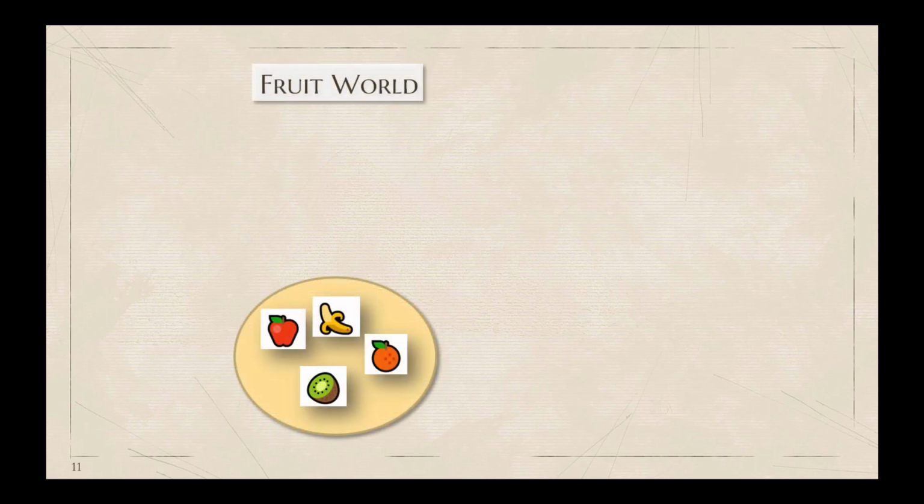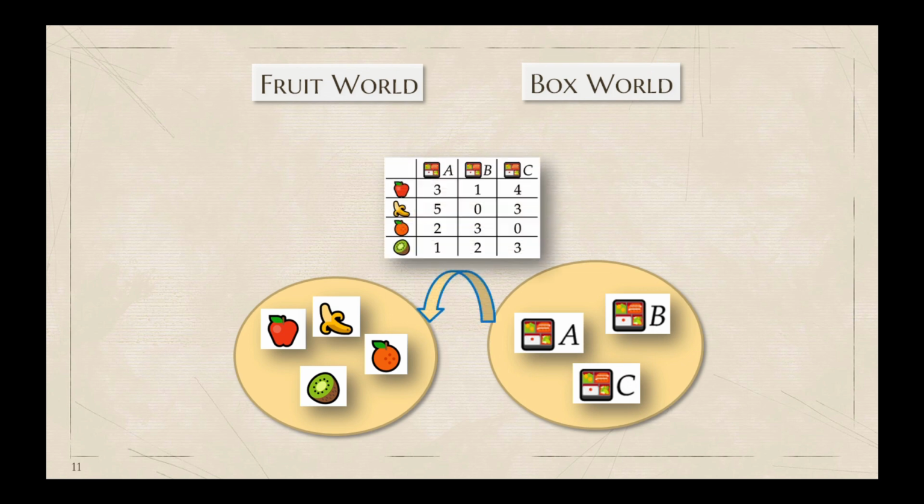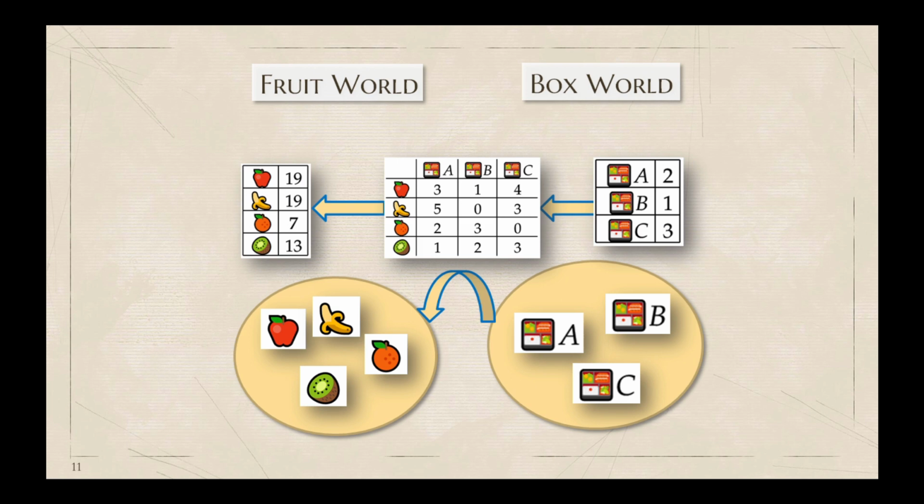We have already seen a fruit world before, which had fruit vectors, and now we have introduced a new world, a box world here. The content chart or the matrix we just saw acts as a bridge between these two different worlds. We can use the matrix as a reference book to translate values from box world to fruit world. As you can see, the fruit vector belongs to fruit world and box vector belongs to box world, but the matrix doesn't belong to any particular world.